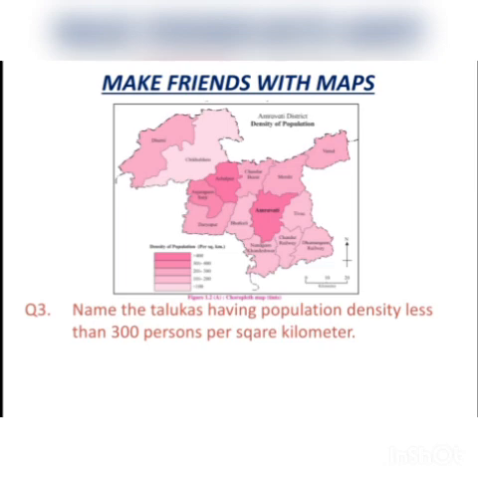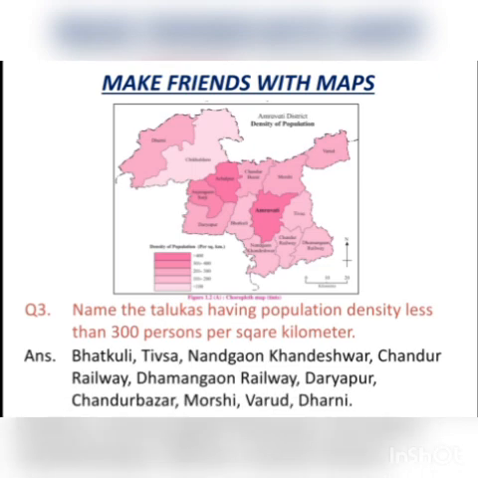The first one is Batkuli, second Tivsha, third Nandgaon Khandeshwar, fourth Chandur Railway, fifth Damangaon Railway, sixth Chikaldara, seventh Daryapur, eighth Chandarpur Bazar, ninth Morshi, 10th Warud and 11th Dharni. These all talukas are having population density less than 300 persons per square kilometer.